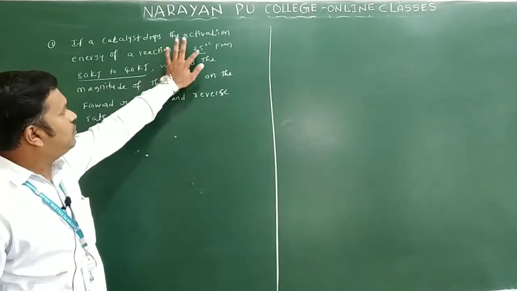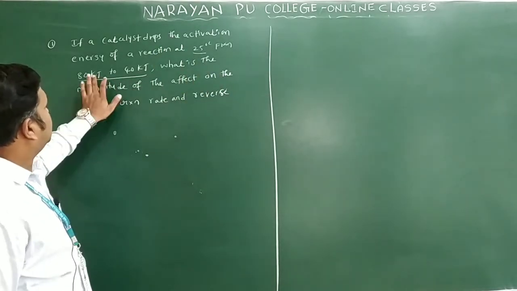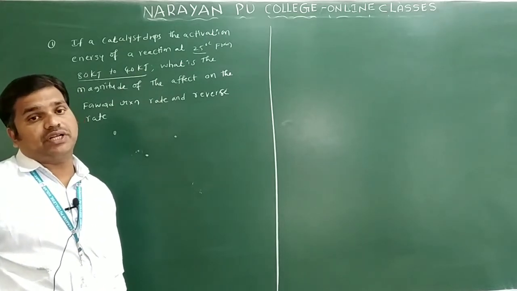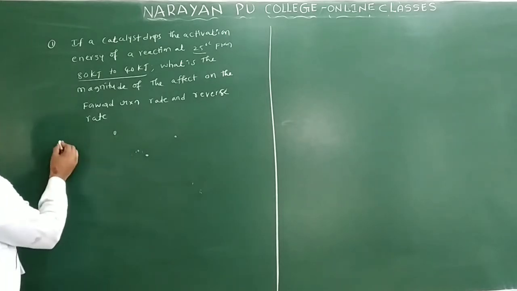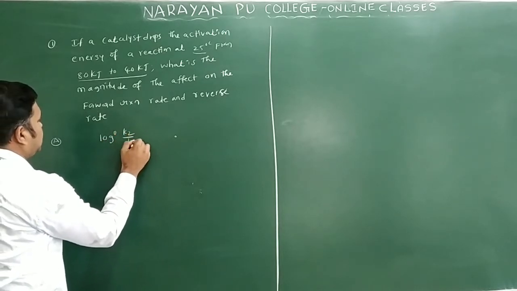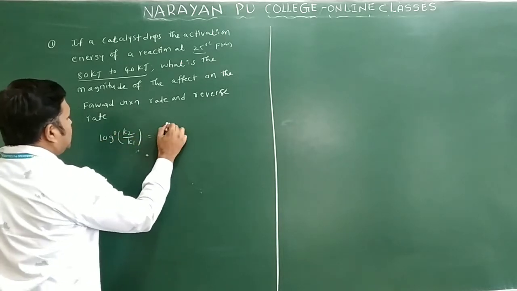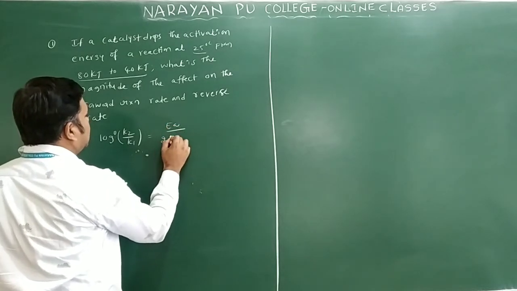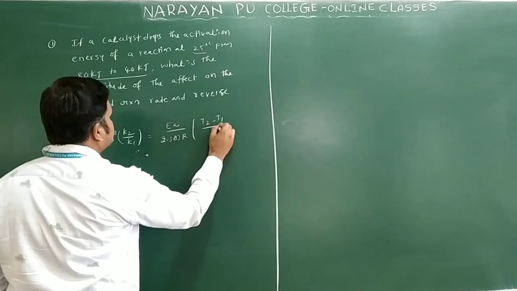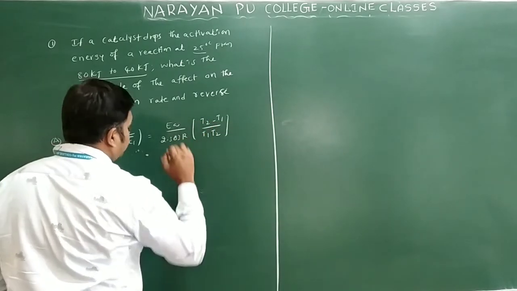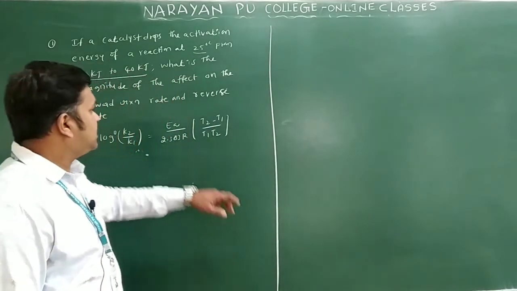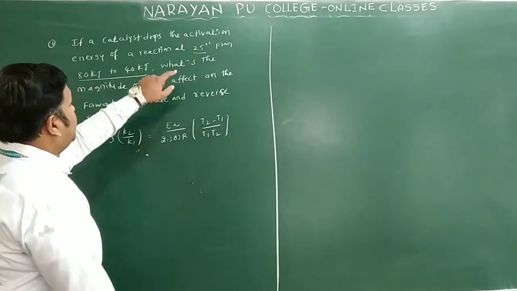Here you can see they give only one temperature, but the difference in the activation energy is given, 80 kilojoules to 40 kilojoules. Generally you know one formula: log K2 by K1 is equal to Ea by 2.303 R into (T2 minus T1) by T1 T2. This is used when you take two different temperatures, but here only one temperature is given.